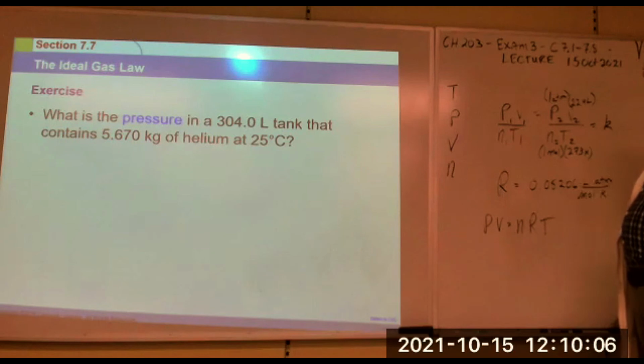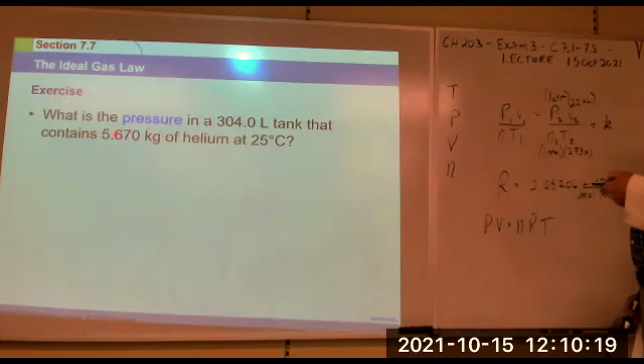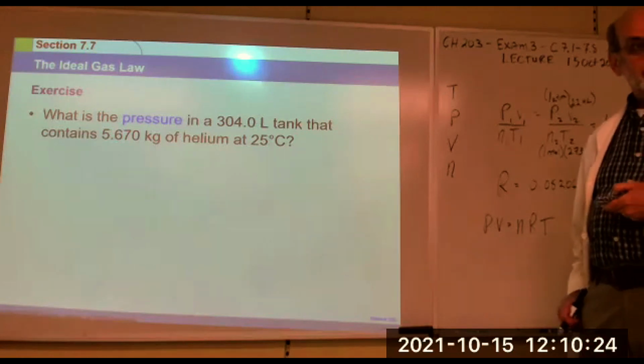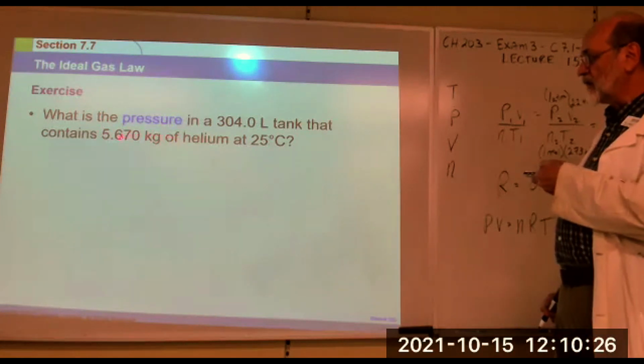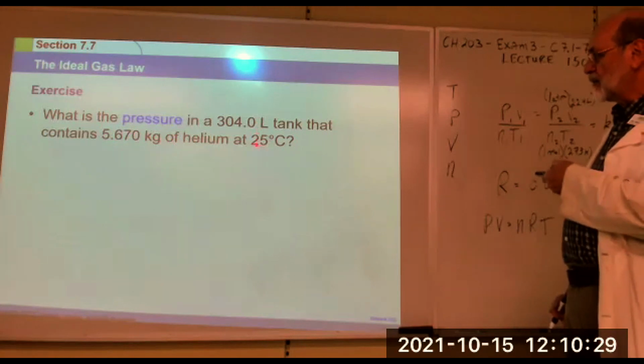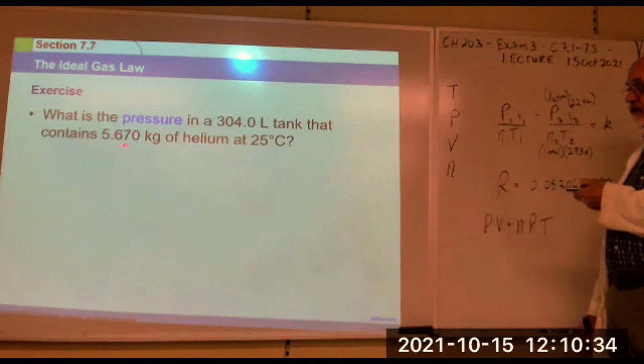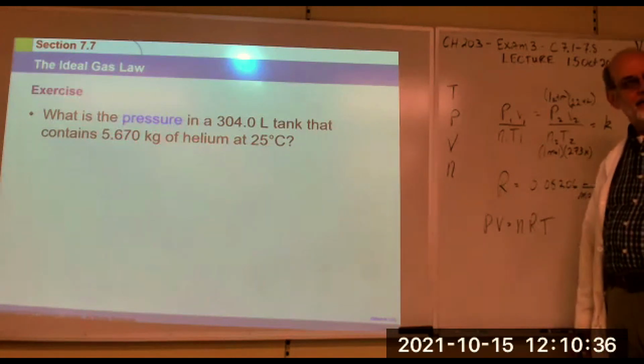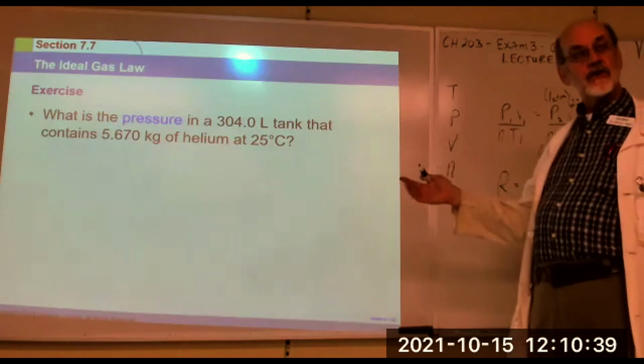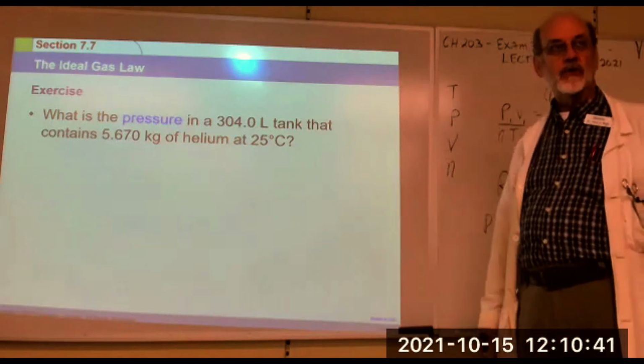All right. In this case, we have volume in liters. We have temperature that has to be converted. And we have 5.67 kilograms of helium. We don't have an equation that works in kilograms, so we'd have to convert this to moles. So that would give us moles, liters, temperature. We can solve for pressure, as long as we convert that to moles. First, convert it to grams, and then use molar mass of helium to get moles.